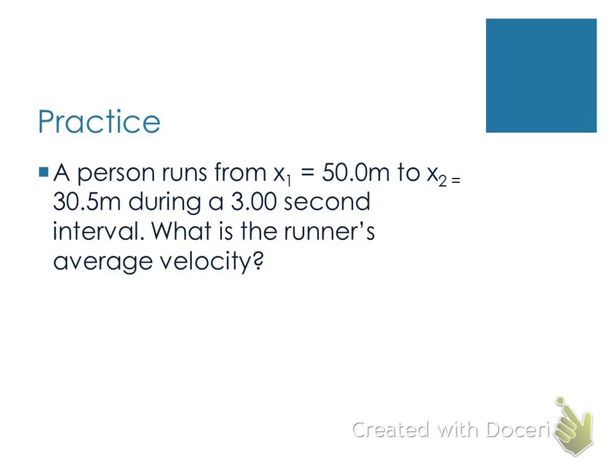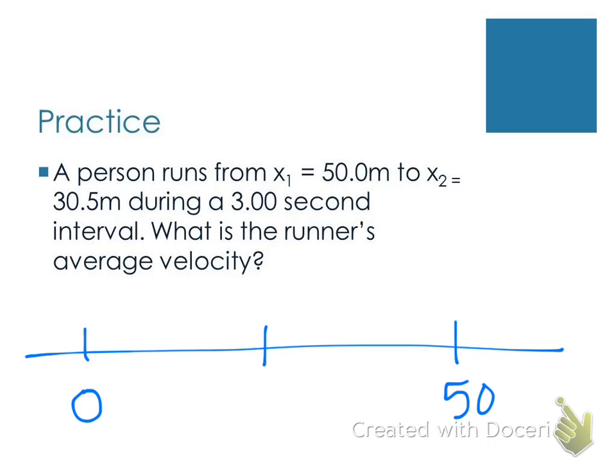A person runs from a 50-meter mark to a 30.5 meter mark during a 3-second interval. What's the runner's average velocity? Okay, so here along the x-axis, here's 0, here's 25, here's 50. He starts here. He runs to 30.5, so maybe about here.